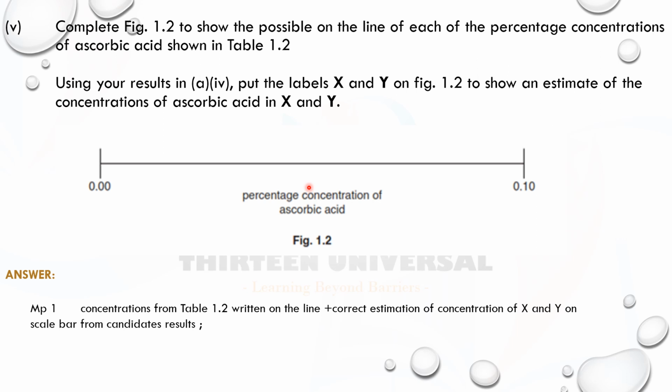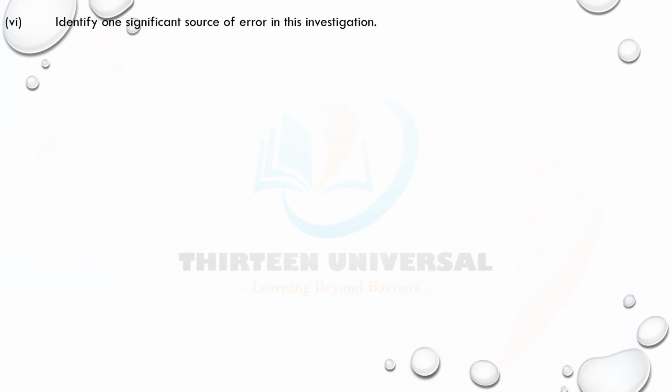Okay, so the concentration table is written on. You have to compare it with X and Y, and then be able to determine that. All right. Identify the significant source of error in this experimental investigation.